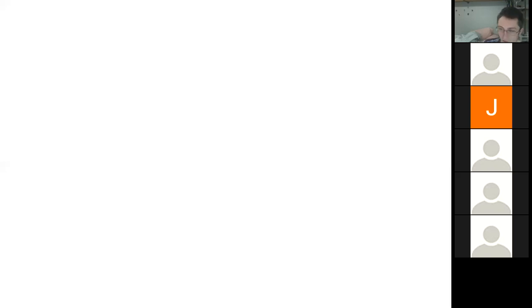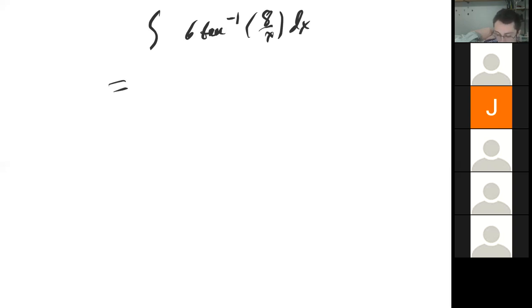Cool. Okay, so let me see. We have the integral of 6 tan inverse of 8 over x dx. Let me see if I can explain the thought process. When you look at this integral, you're looking for something you can do integration by parts on again, but you don't really have a good candidate. When there's no good candidate, my guess would be you want to integrate the 6 as one of your terms, like your dv.